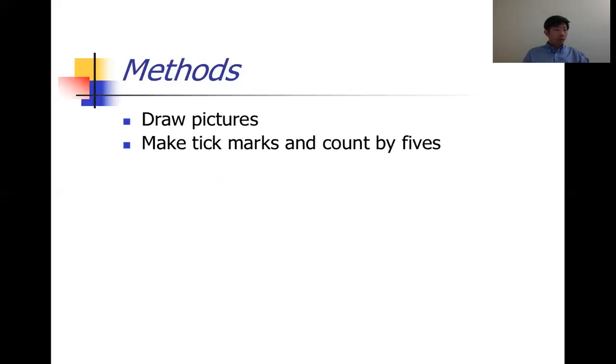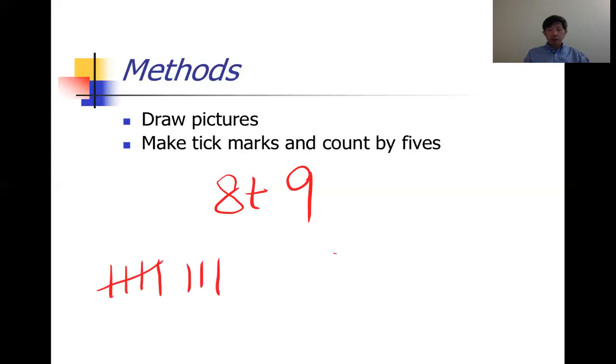Another way we can do addition, what about 8 plus 9? 8 plus 9, we have 1, 2, 3, 4, 5, 6, 7, 8. And then 9 is 1, 2, 3, 4, 5, 6, 7, 8, 9. And together, we can get 17. All right, 17 tick marks.